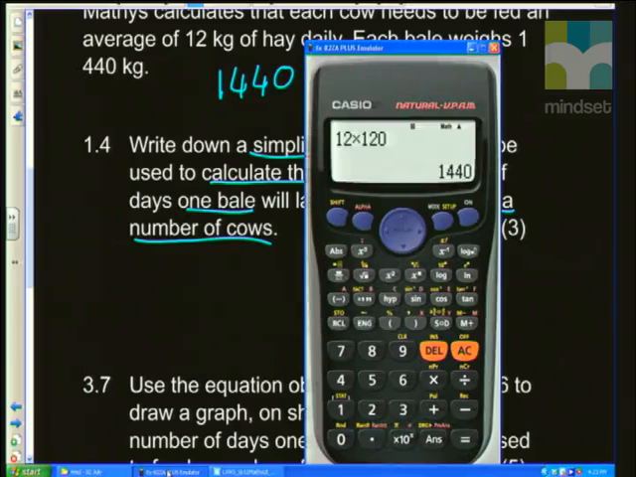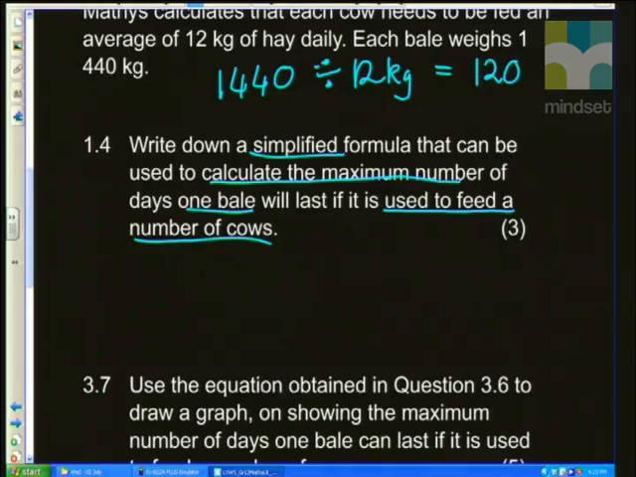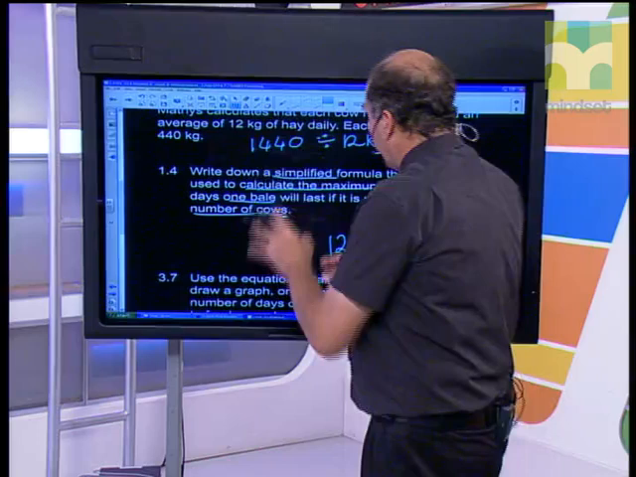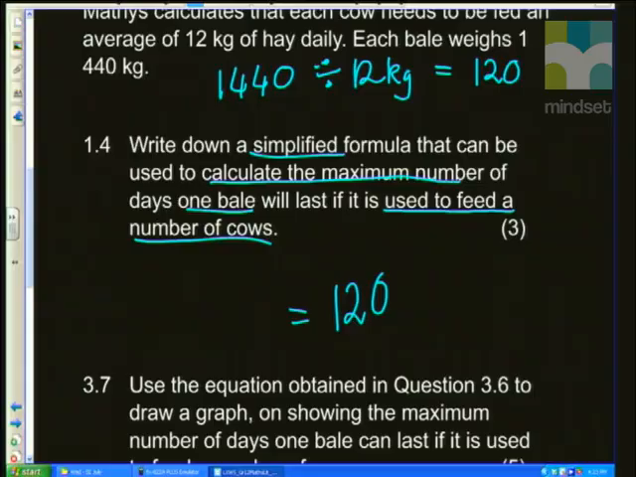And what we're going to recognize, 1440 divided by 12 gives us 120. So, okay, get this, guys. We know that this is the factor. We've always got to multiply. Doesn't matter how many cows you've got. We've got to take the mass of the total bale divided by the mass that one cow eats, and we get 120.